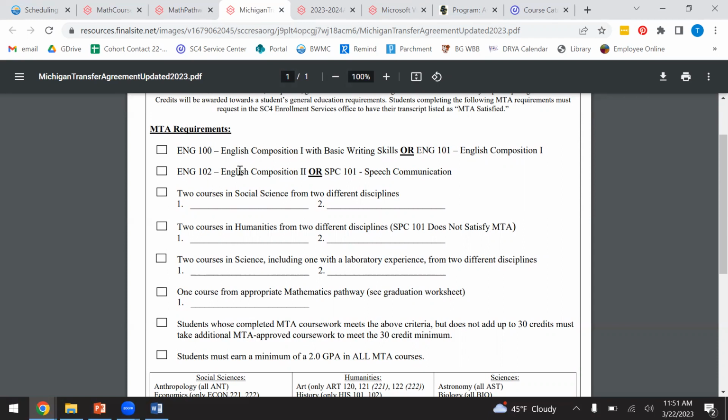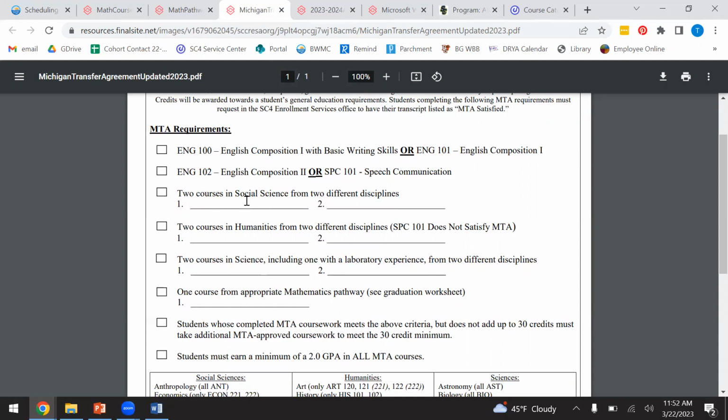They do, for the MTA, have the option of English 102 or Speech 101, but most of the degrees at SC4 require English 102, and actually most degrees at the four-year schools do as well. So what I would recommend is English 100 or 101, and then go right to 102.